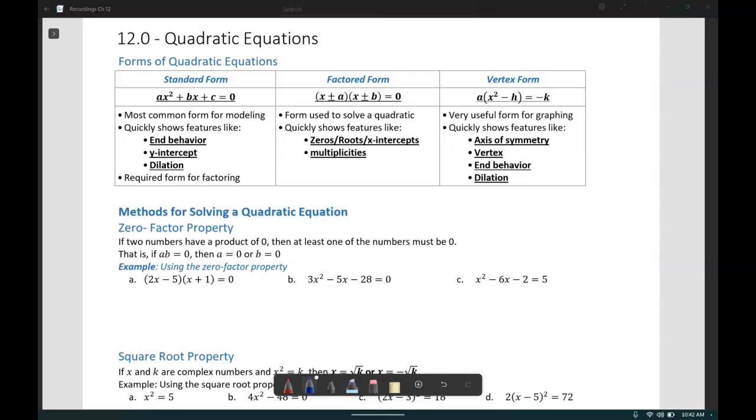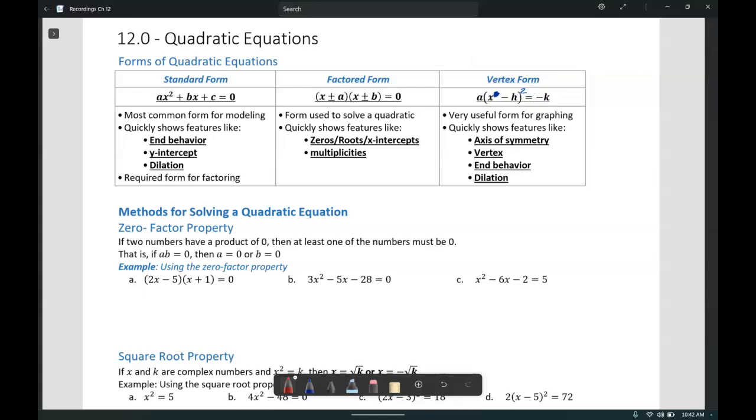We're going to do a little bit of review before we get into the bulk of Chapter 12 by going over all the information that we've discussed with quadratics so far. So we've got different forms of a quadratic equation: standard, factored, and vertex, and they all have their different uses. I will note I made a mistake here, so let's fix that. That squared should be located here. So go ahead and make that adjustment.